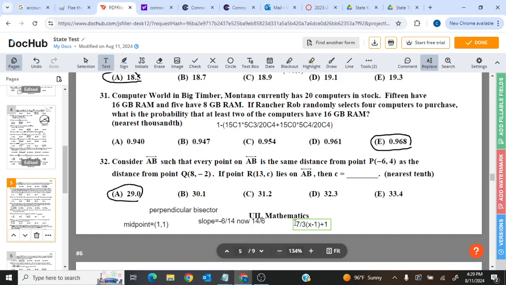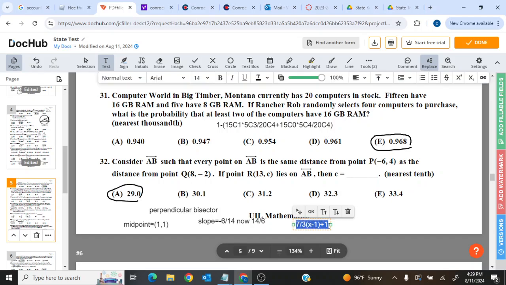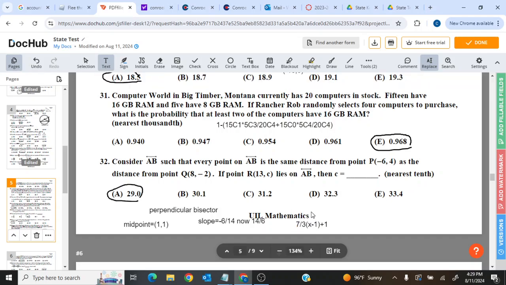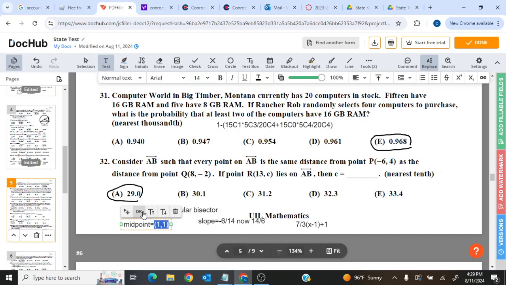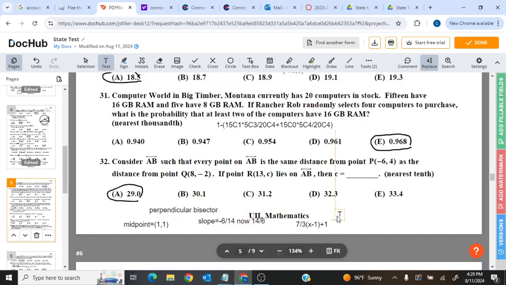And then, because it's a perpendicular slope, write it in point slope form. 7/3 times x minus 1 plus 1, because you're using your midpoint as the point that you're given. Plug in 13 and you'll get a value of 29.0.